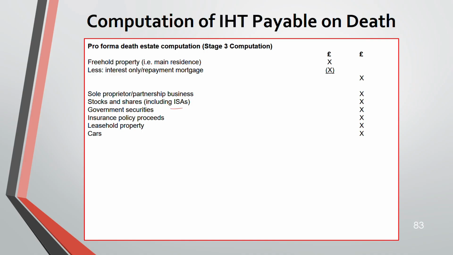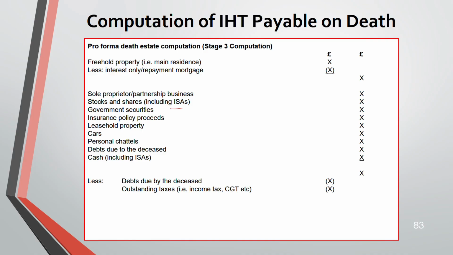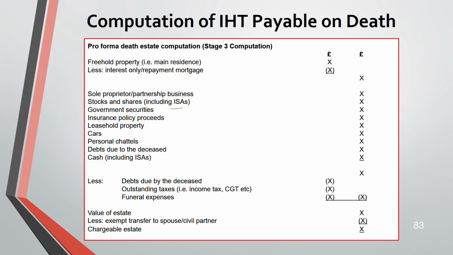Cars. Cars are not taxable under income tax and capital gains tax, but under inheritance tax there is nothing exempt. Everything is taxable. Personal chattels are taxable. Debts due to the deceased will be added. All these are additions. Cash including ISAs. Now we are going to deduct the debts. Then any outstanding tax. Then funeral expenses. Then the total is known as the value of the estate. From here we are going to deduct exempt transfers, that is to the spouse only. And finally your chargeable estate. On your chargeable estate only, we are going to pay 40% tax.